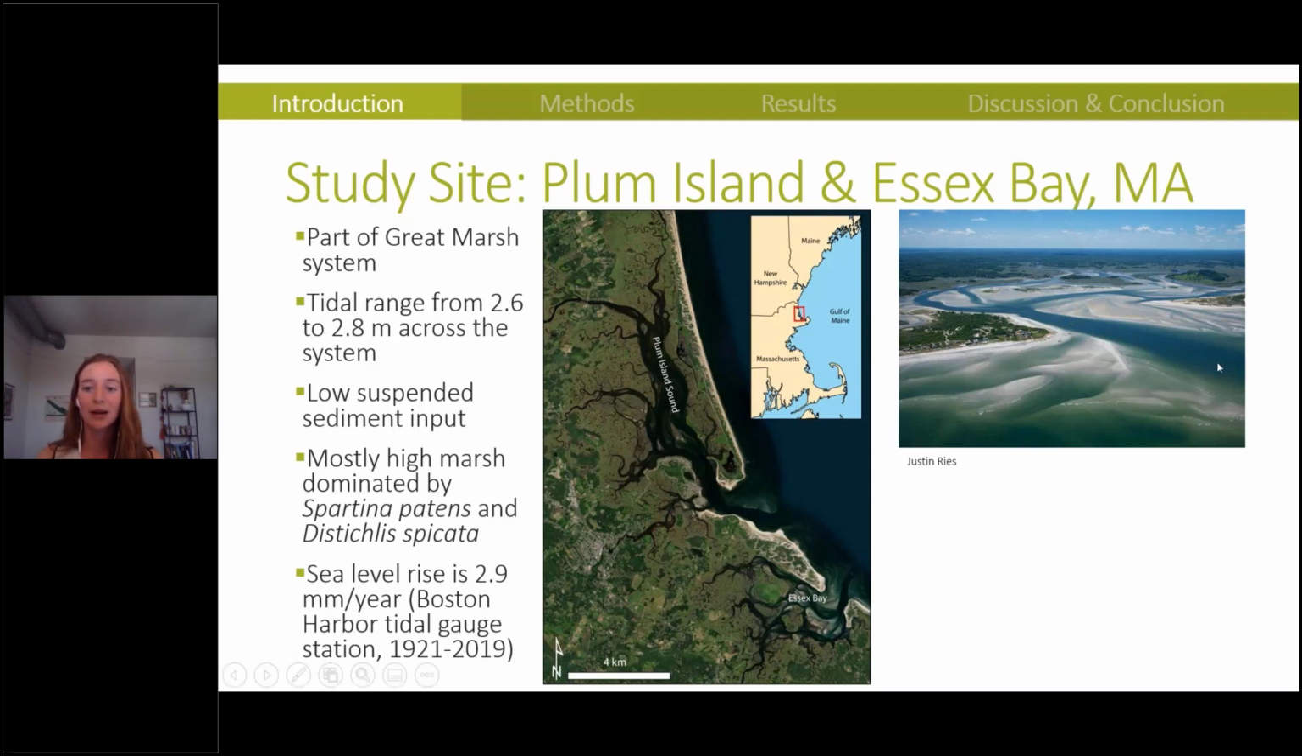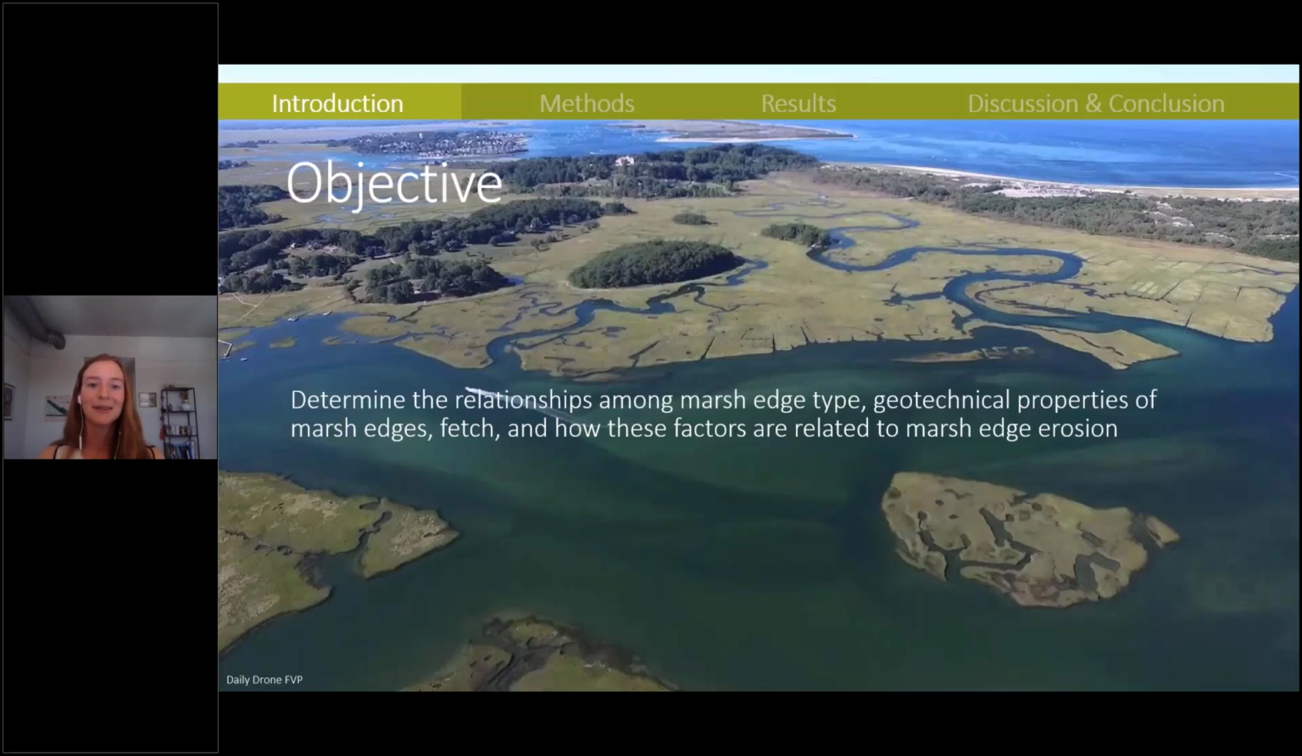As you can see in the picture here, the waters are pretty clear and it's a pretty sandy system. There's very low suspended sediment input. So there's not much sediment coming in with the tides that the plants are then trapping and then using to grow vertically. The marsh is pretty high elevation and it's mostly high marsh, dominated by a couple of distinct grass species. And the sea level rise is around 2.9 millimeters per year based on the Boston Harbor tidal gauge there. This is just to orient you on what the physical system looks like, but it's a pretty typical East Coast marsh system. It's just really big.